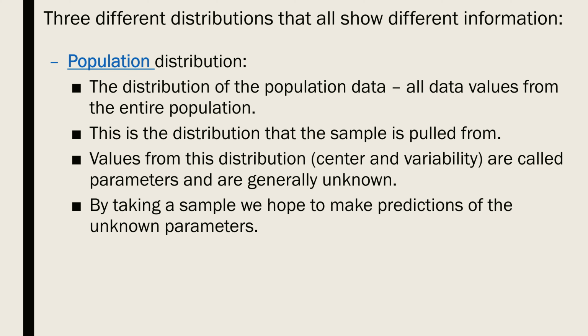The first one is population distribution. The population distribution is the distribution of the population data. In other words, it is all data values from the entire population. This is the distribution that the sample is taken from. Values from this distribution, either center or variability, are called parameters and are unknown. By taking a sample, we hope to make predictions of the unknown parameters.